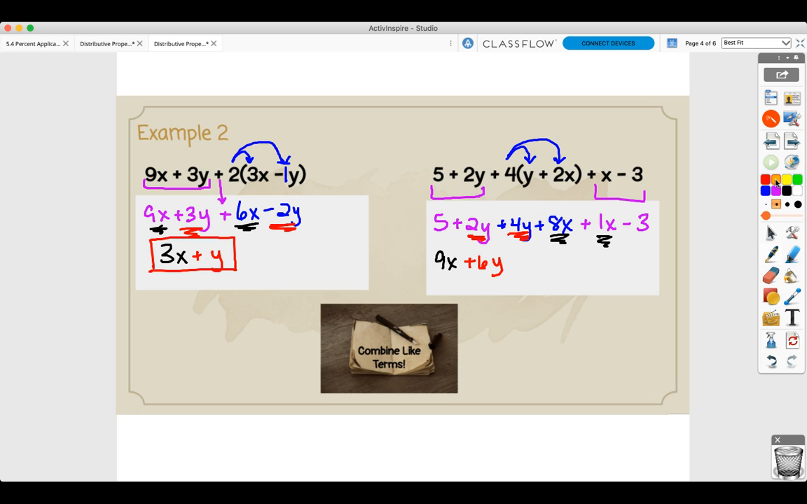And you have the constants. 5 minus 3 is positive 2. And now that is your final answer: 9x plus 6y plus 2. And you can, again, have these in any order. Your final answer could be 2 plus 9x plus 6y. As long as each like term is simplified to 9x, 6y, and positive 2, you're good.